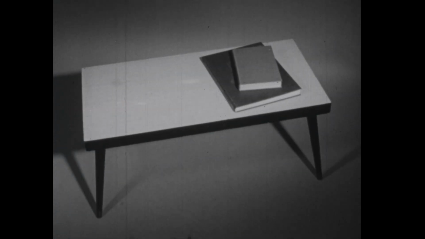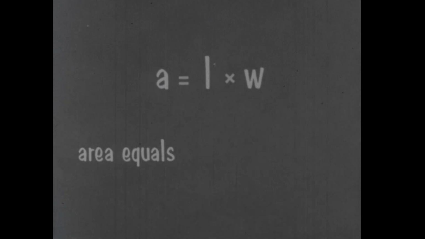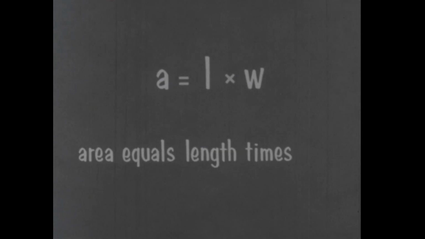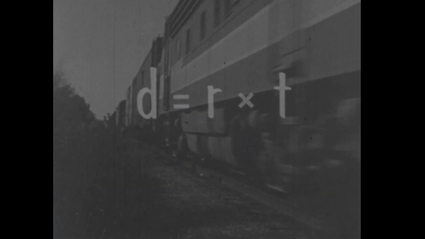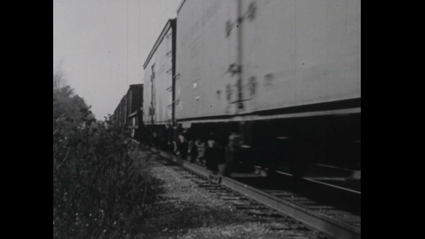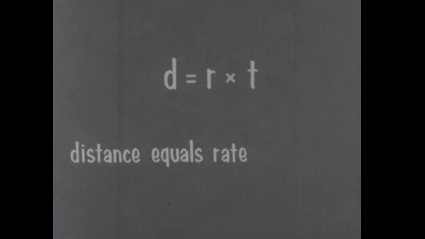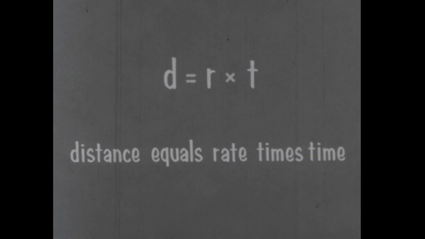The first algebraic statement tells us the general rule for finding the area of any rectangle. The area equals the length times the width. The second algebraic statement tells us the general rule for solving problems of motion in which the speed is uniform. The distance traveled always equals the speed or rate of travel times the time.